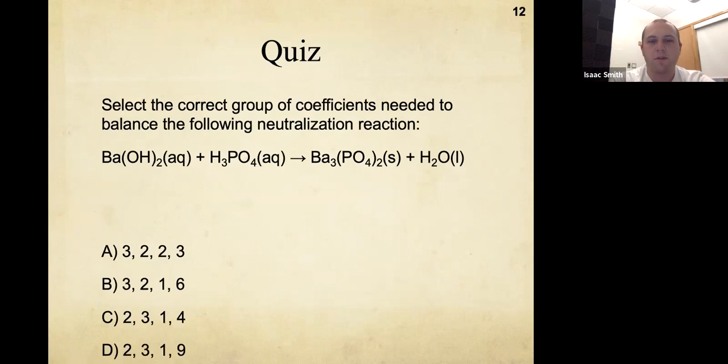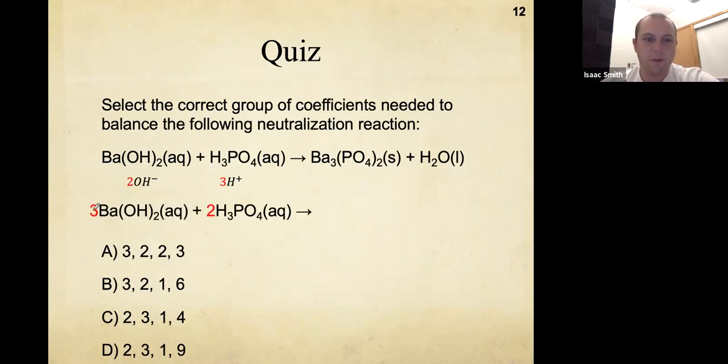Okay, so select the correct group of coefficients needed to balance the following neutralization reaction. Okay, so you can see that H3PO4, so phosphoric acid, actually loses all 3 hydrogens that it has, right? So this gives off 3 hydrogens. The barium hydroxide has 2 hydroxides to give off. So there's the 2 and there's the 3. So in order to balance these, we would need 3 barium hydroxides and 2 phosphoric acids, right? That gives us a total of 6 hydrogens, or H pluses, I mean, and 6 OH minuses coming off.